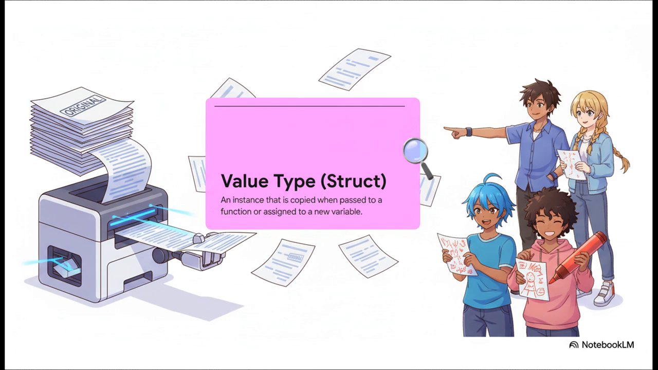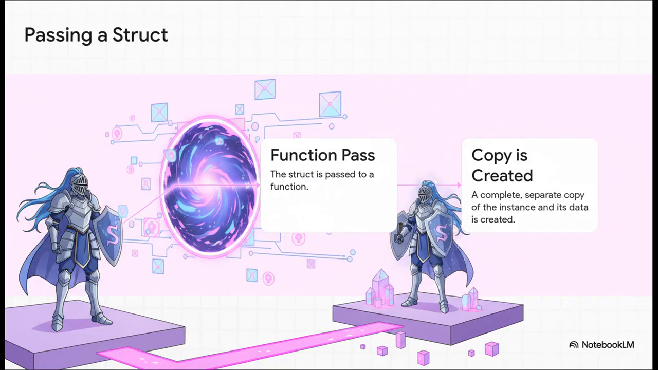Seriously, think of it like making a photocopy. You can give that copy to someone, they can scribble all over it, but your original document, it's perfectly safe, totally untouched. So let's just walk through this real quick. You've got your original struct sitting there with all its data. Then you decide to pass it to a function. Swift immediately goes, hold on, and it makes a brand new, totally separate copy of that entire instance and all the data inside it. The function then gets to work with this new copy, leaving your original completely isolated and safe.